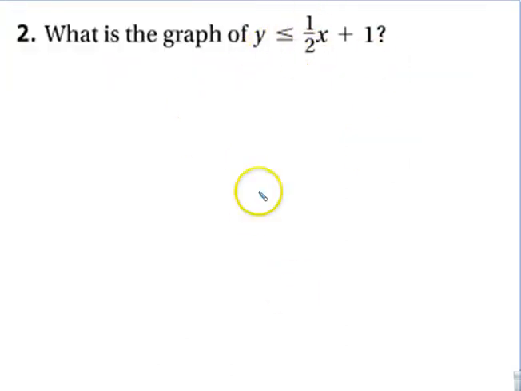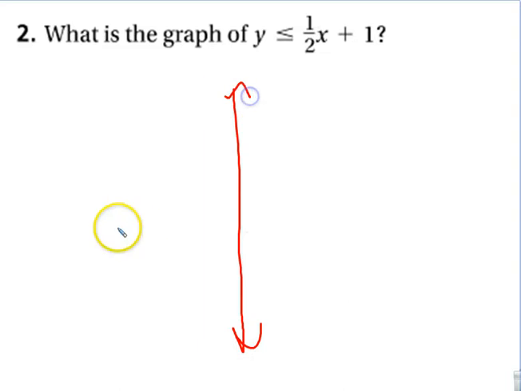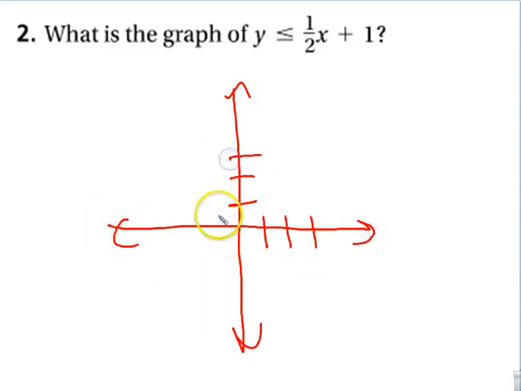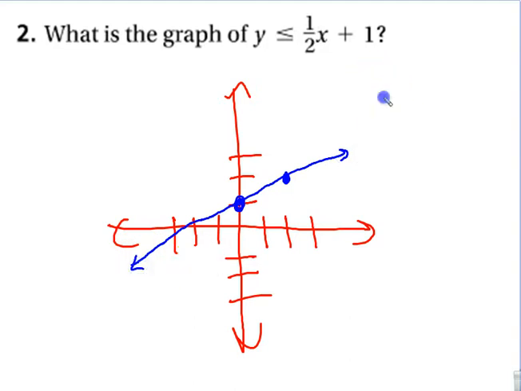Y is less than or equal to 1/2 x plus 1. So I'm going to draw my graph. Okay, y-intercept, +1. The slope is 1 over 2, so I'm going to go up 1 over 2. Okay. It's less than or equal to, which means it's going to be a solid line. Okay. Now it says y is less than or equal to. So here's the number 1. This is the y-axis going up and down.